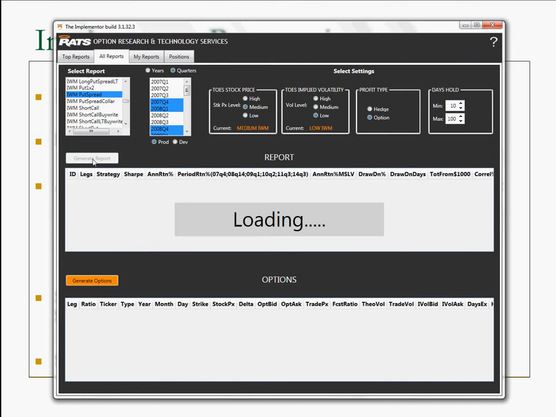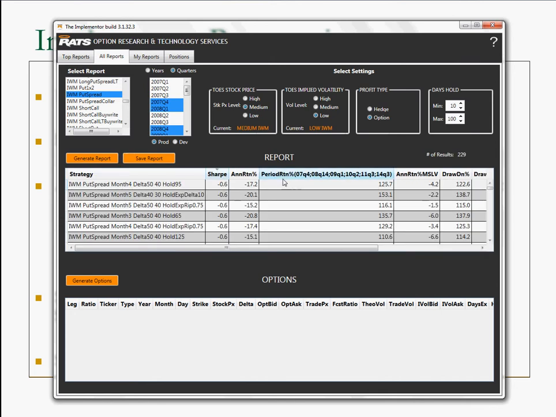So let's regenerate the report, and now you might notice that the period returns, 2007 quarter 4, IWM was down, and on these other quarters, IWM was down. So let's see which put spread did the best in that time period. Again, pretty similar. The most out of the money has the most leverage, month 1, and exiting at a delta 5. So that's an interesting result here. We're not going to go over the toes. That's a more advanced topic, as is the RIP.